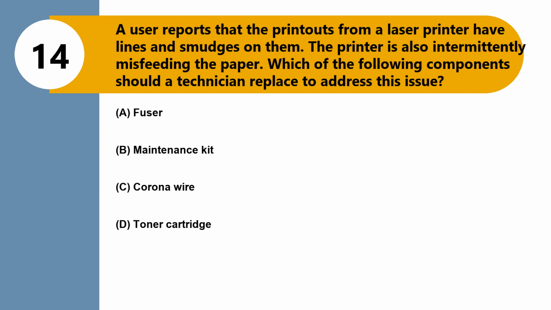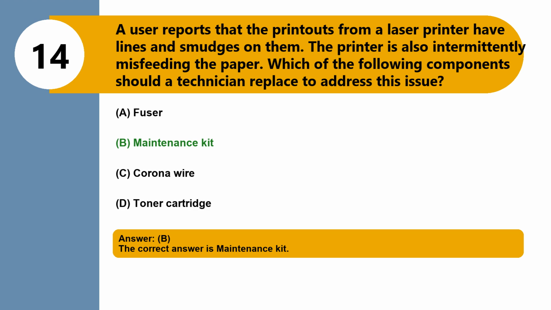Question 14. A user reports that the printouts from a laser printer have lines and smudges on them. The printer is also intermittently misfeeding the paper. Which of the following components should a technician replace to address this issue? Option A. Fuser. Option B. Maintenance kit. Option C. Corona wire. Option D. Toner cartridge. The correct answer is option B, maintenance kit.